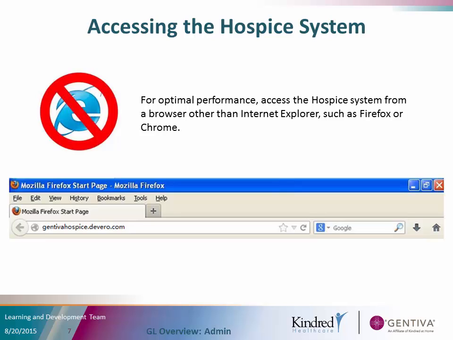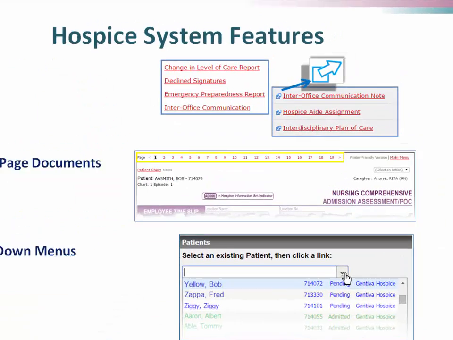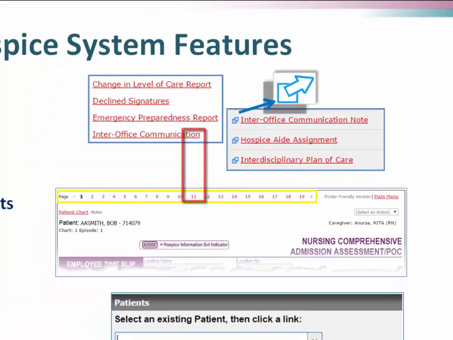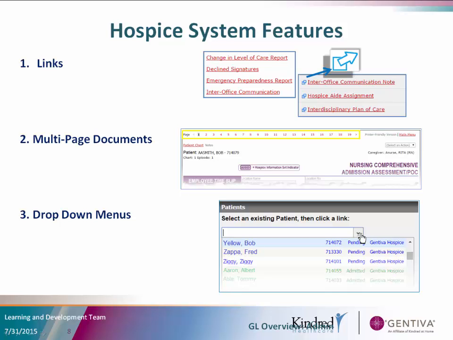Now let's look at some of the features and navigation processes. First of all, there are the items in red font that are underlined. These are links to other areas in the system. This is how you navigate to different forms or screens. Beside each form link, there is a blue arrow icon. This will open the form in a new window, leaving the current screen open. This makes it easy to navigate from screen to screen without having to return to the main menu.